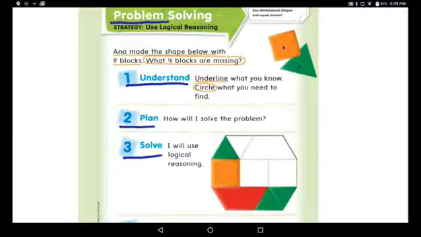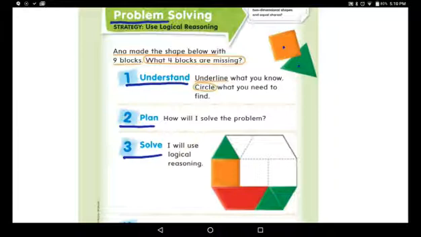Anna made the shape below with 9 blocks. What 4 blocks are missing? I will read it again. Anna made the shape below with 9 blocks. What 4 blocks are missing? Still remember, the first step is to understand the word problem. How do we understand it? We will read it for the third time, and we will underline what you know and circle what you need to find.